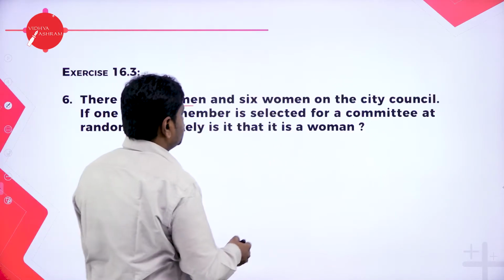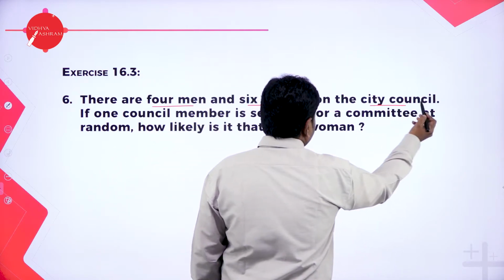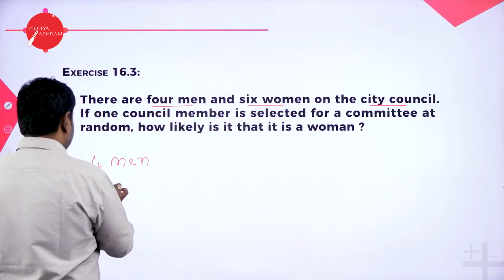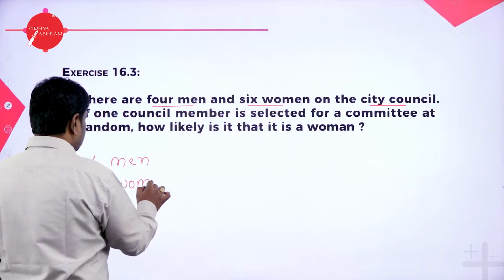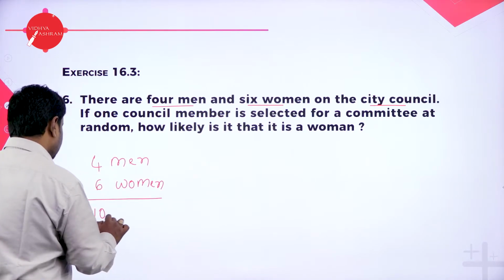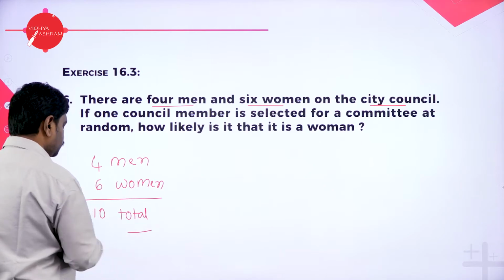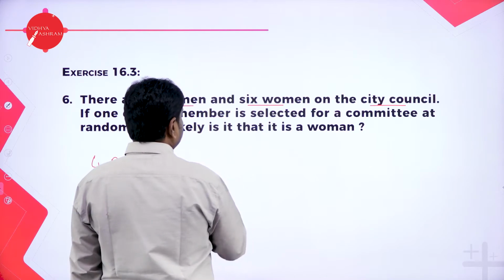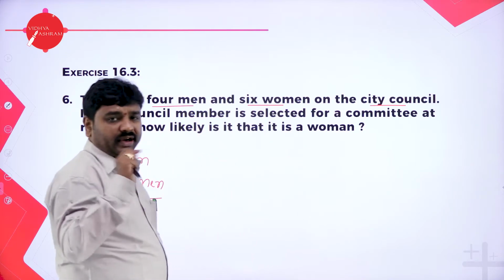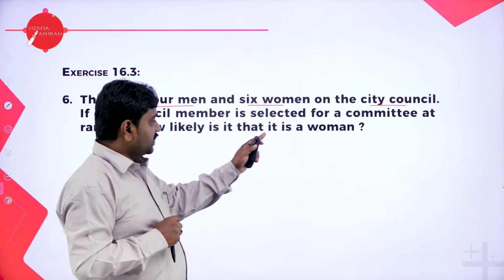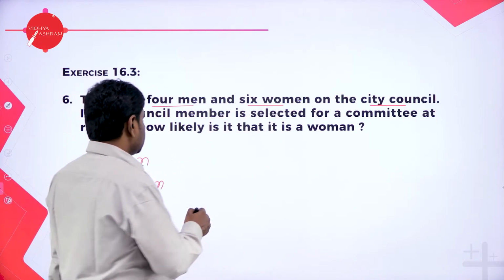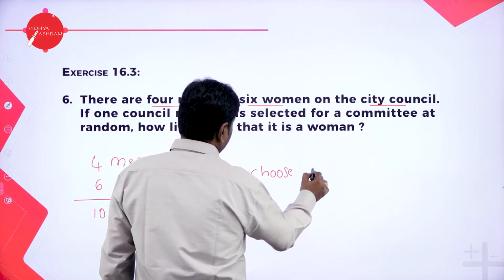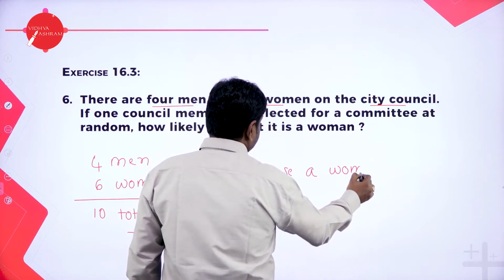There are 4 men and 6 women on a city council. This is given. Total 10 people. 10 is the total. Now, if one council member is selected for a committee at random, you should select only one. How likely is it that it is a woman? Means event A we will define as choosing a woman as committee member.